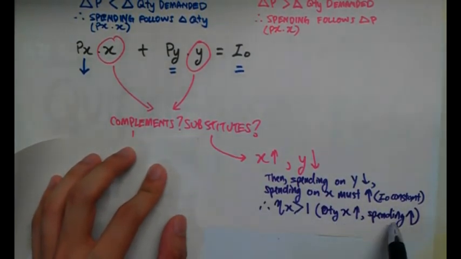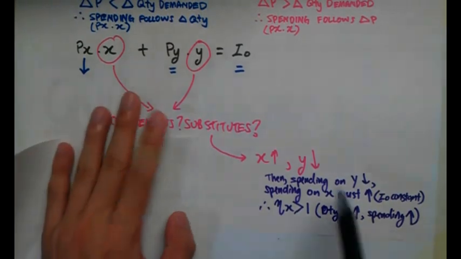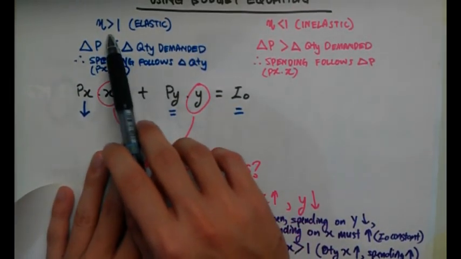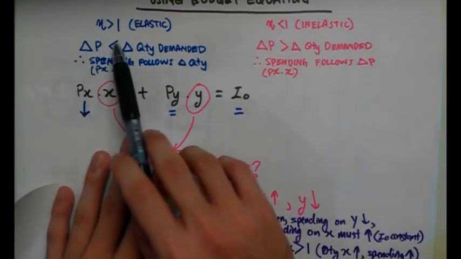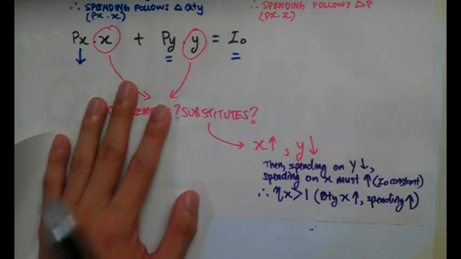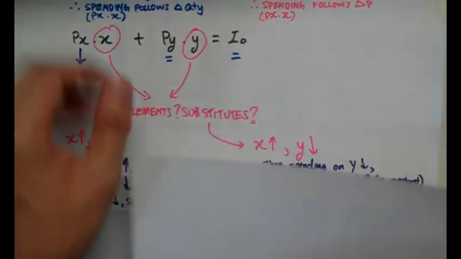We know that the spending has increased and the quantity demanded for X has increased, so these two move in the same direction. Referring back to this, we know that the demand for X is elastic. So this is how to prove the price elasticity of demand using the budget equation. We will now move on to income in kind.